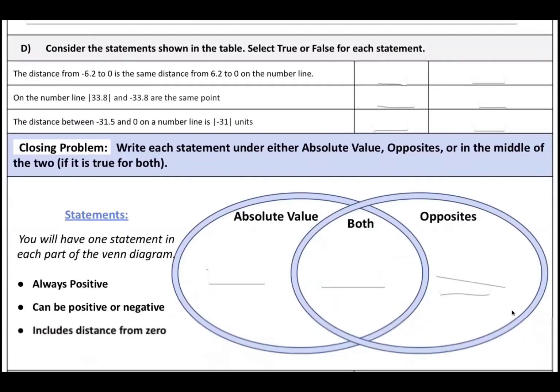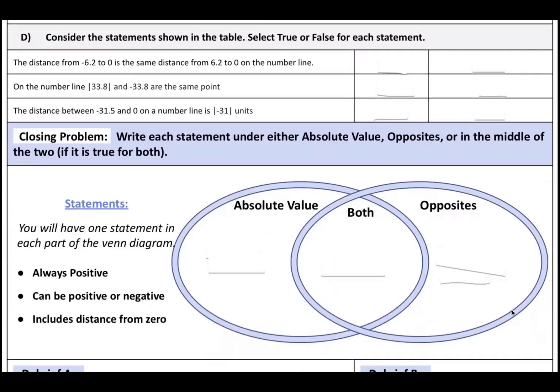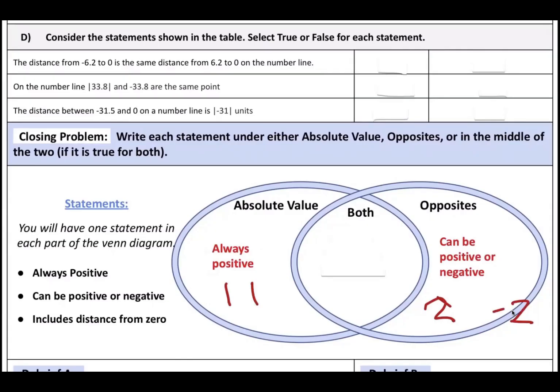Let's scroll down to our Venn diagram. Okay, it says you will have one statement in each part of the Venn diagram. So for absolute value, you should have that it's always positive. Opposites can be positive or negative. Okay, so anytime you see those lines around numbers, it means it's positive. Okay, but examples of opposites are like 2 and -2. One's positive, one's negative. And then for both, they both show distance from 0. Remember, opposites are the same distance from 0, but on opposite sides of the number line.